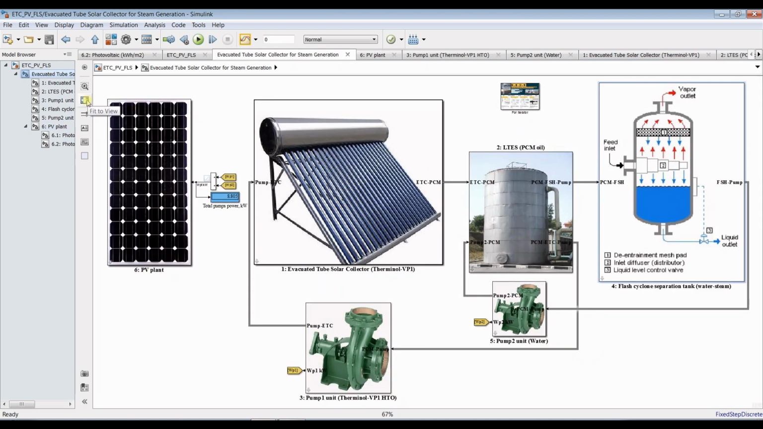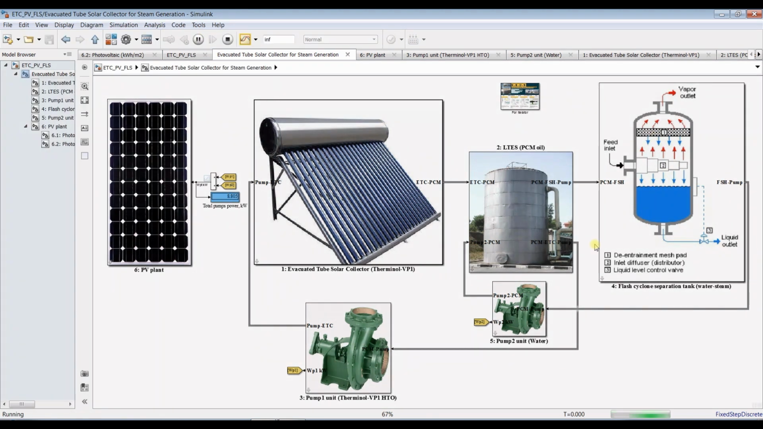This is our system. It's simple, and it's for design mode, so you can design your system if you intend to generate steam via the evacuated tube collector cycle, with the power for the pumps supplied by photovoltaic modules. You can also run this in dynamic mode by setting your simulation time to infinity. Let's hit run and see if we make some changes.